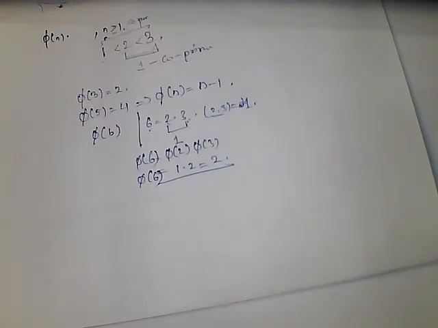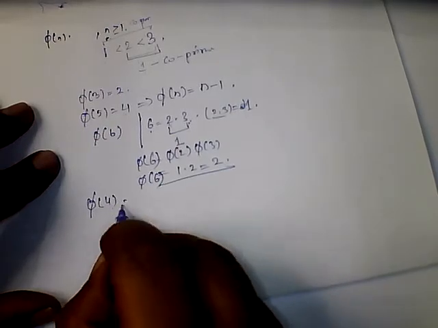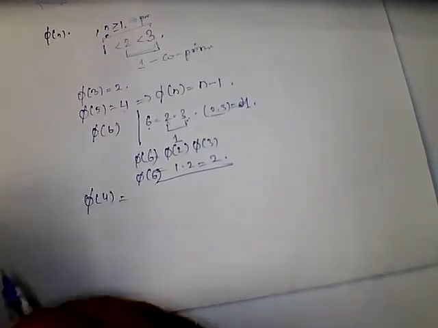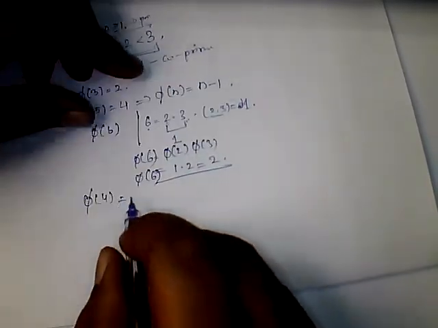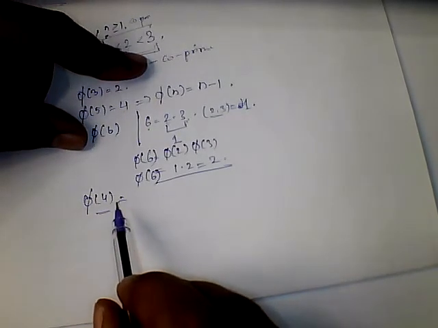That is something we are going to discuss afterwards, but for now just keep that in mind. I'm going to give you another example, phi of 4 for example. That is, how many numbers are co-prime to 4 and lesser than 4.